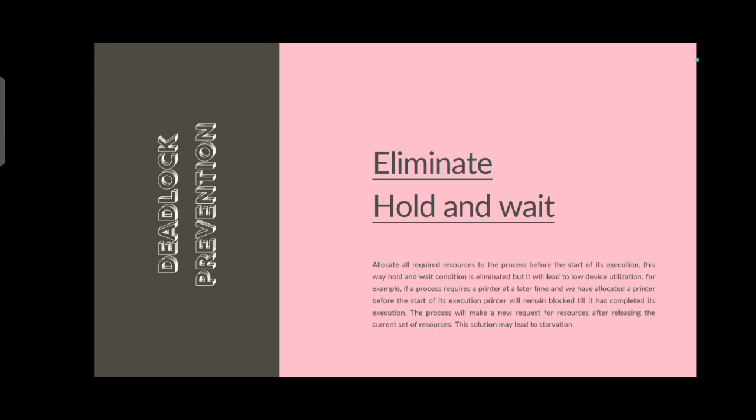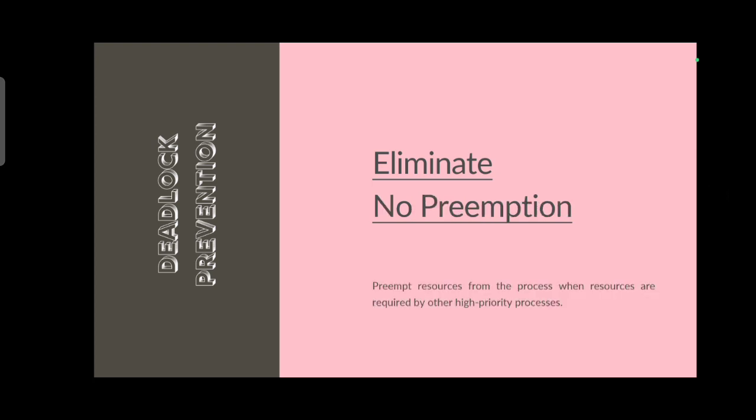The process will make a new request for resources after releasing the current set of resources. This solution may lead to starvation. Now, eliminate no preemption. Preempt resources from the process when resources are required by other high priority processes.